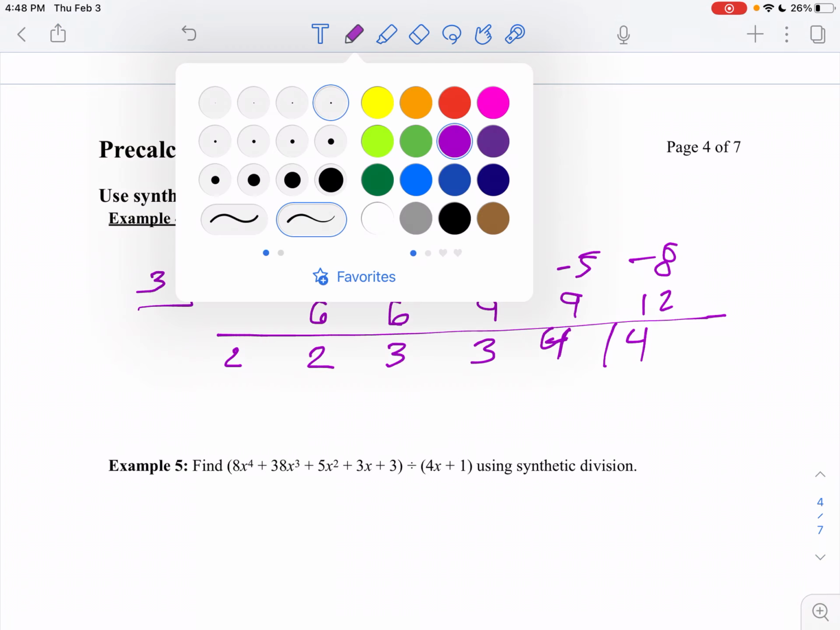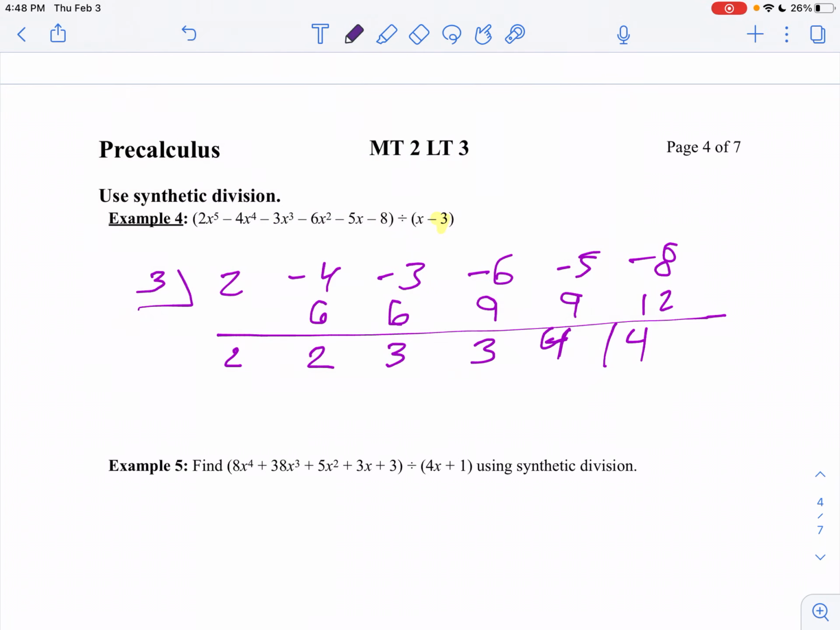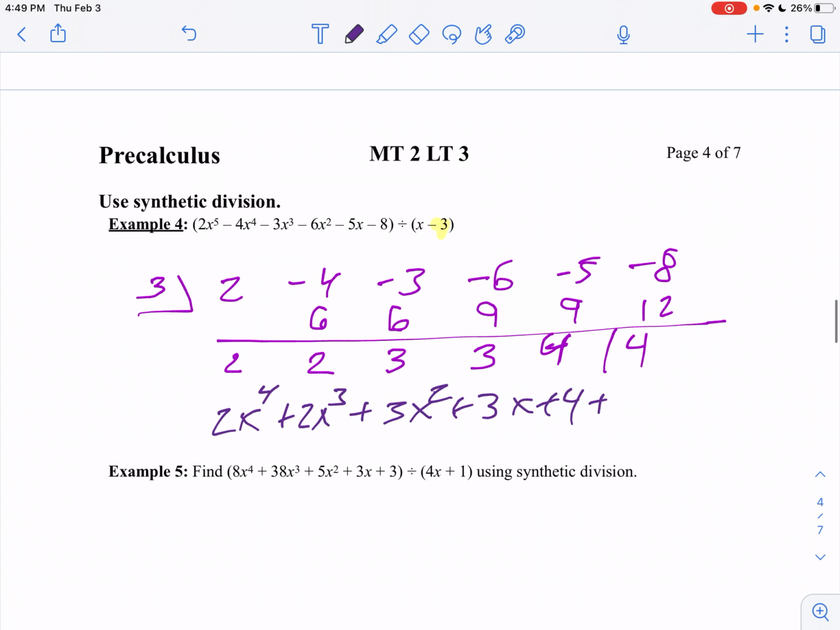So when I write my answer, it's going to be 1 degree less than my problem. So my problem started with 2x to the 5th, so I'm going to go 2x to the 4th plus 2x to the 3rd plus 3x squared plus 3x plus 4 plus my remainder, which is 4 all over x minus 3.